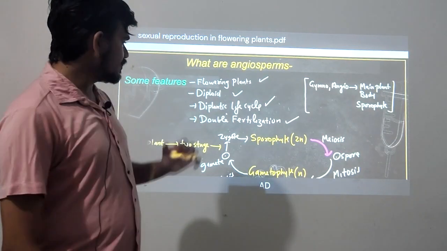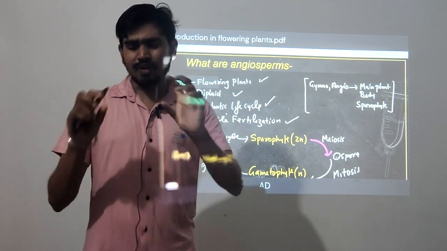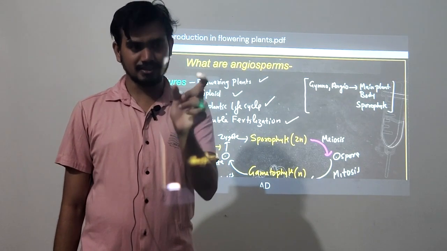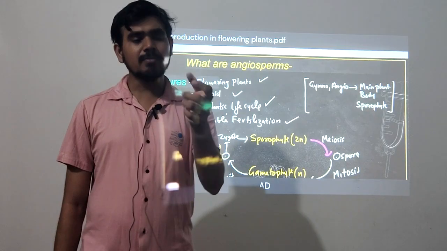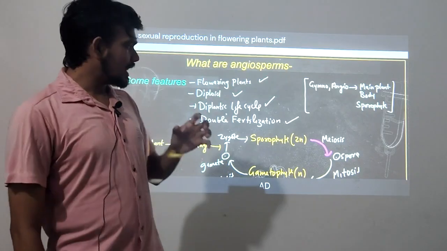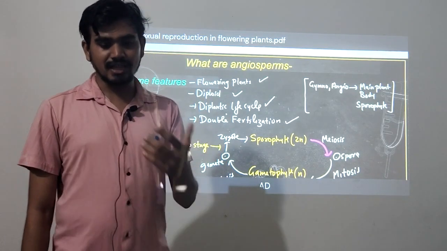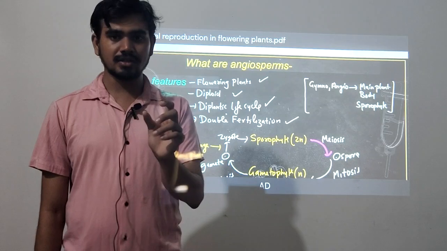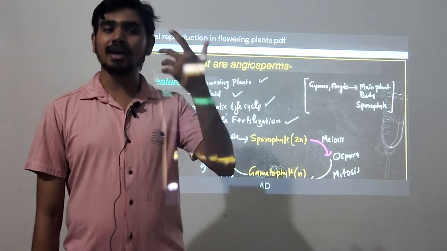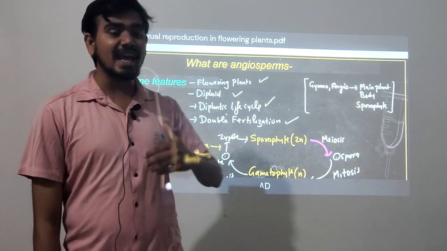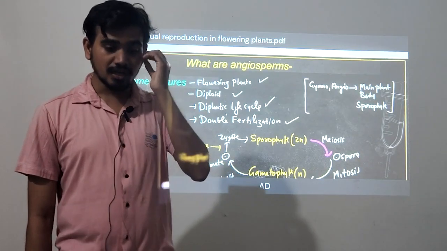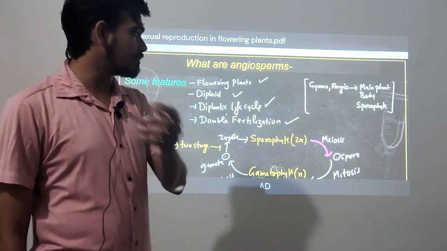If I ask you, what are angiosperm and gymnosperm? Gymnos means naked, sperma means seed. Like that, angio means visible and sperma means seed. In a simple way, we can say gymnosperms are those flowering plants which have naked seeds, which we cannot see with our eyes. And in other way, angiosperms are those flowering plants whose seeds we can see with our eyes.